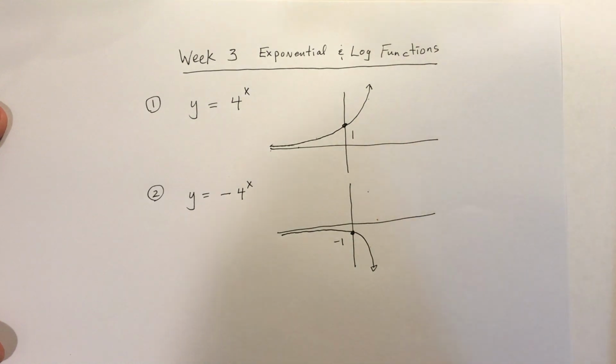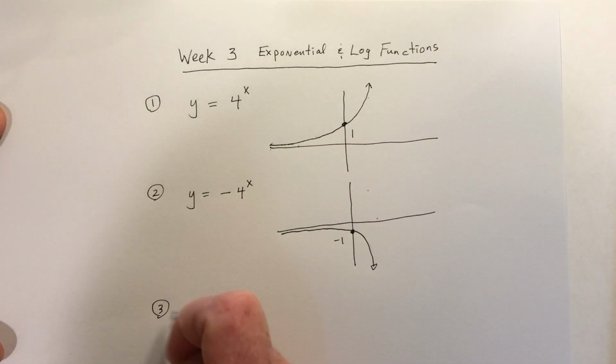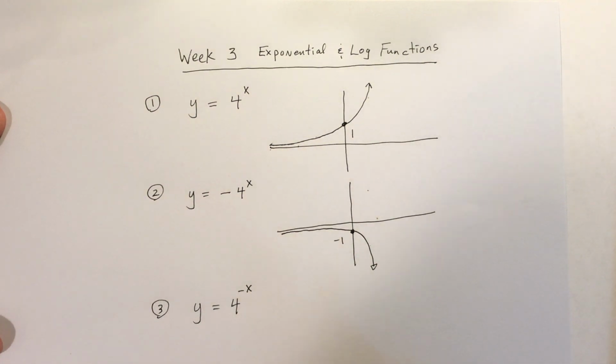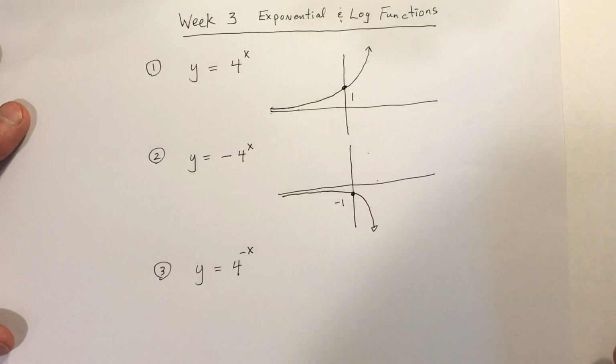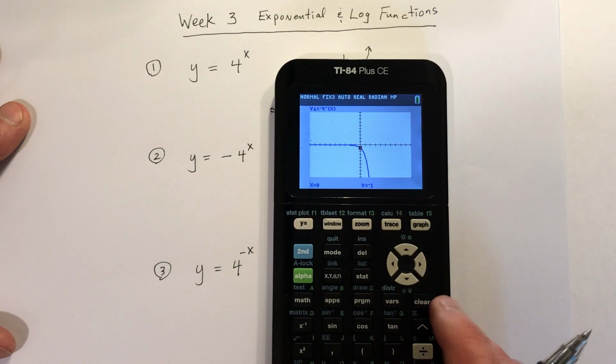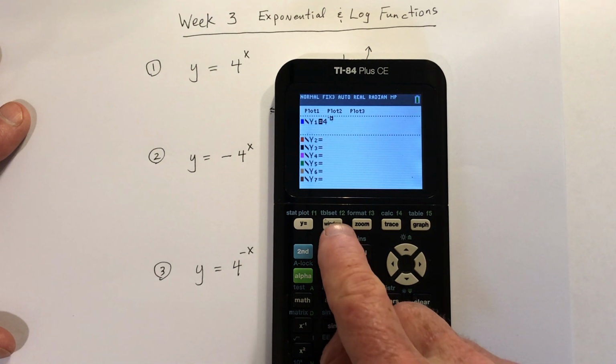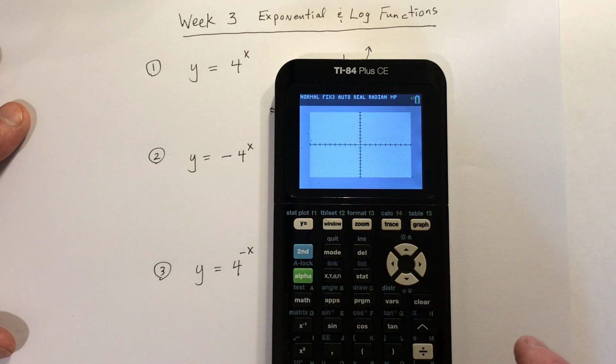And then what if you put the negative in a different place? Number 3, y equals 4 to the negative x. So what about that? So let me go over to the y equals, and let me delete. You know what, it'd be easier to just clear the whole thing out and start fresh. 4 raised to a negative x. And what does that do to the graph? Well, it took the calculator a little bit to figure it out, but it finally did.